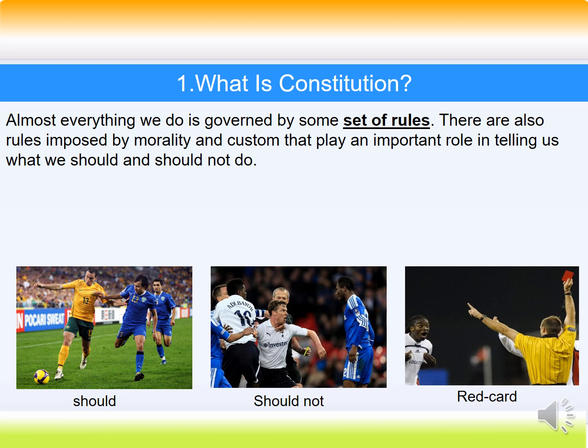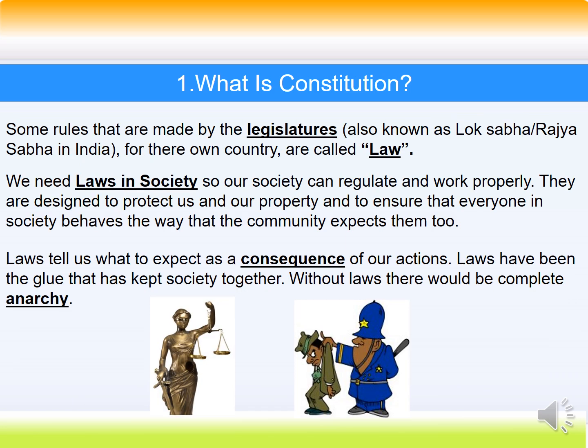Almost everything we do is governed by some set of rules. There are also rules imposed by morality and custom that play an important role in telling us what we should and should not do. Some rules that are made by the legislature, also known as Lok Sabha and Rajya Sabha in India, for their own country are called law. We need laws in society so our society can regulate and work properly. They are designed to protect us and our property and to ensure that everyone in society behaves the way that the community expects them to.